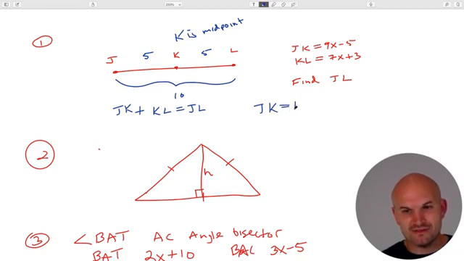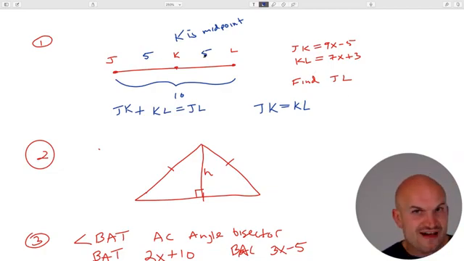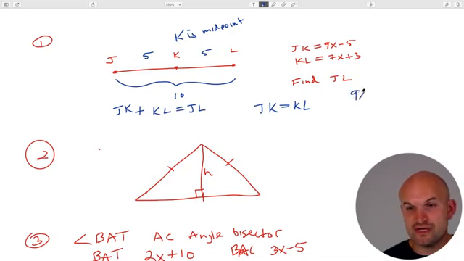JK is equal to KL, right? If K is the midpoint, then these two lengths have to be exactly the same. Right now we have these two lengths, JK and KL, but we don't have them as numbers like 5. That would be easy and obvious. We have them as variables or algebraic expressions. So let's go ahead and set them equal to each other to identify the value of x.